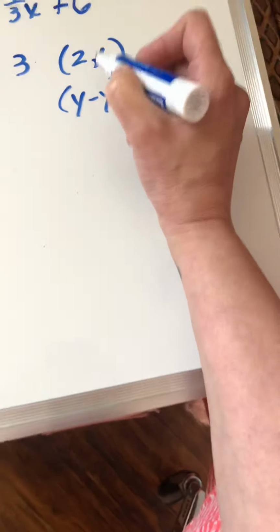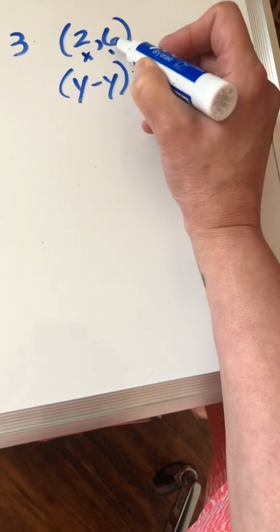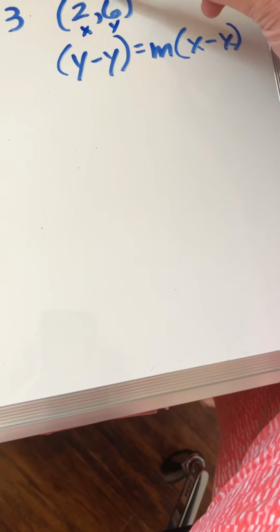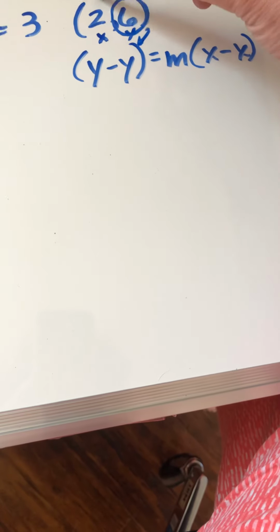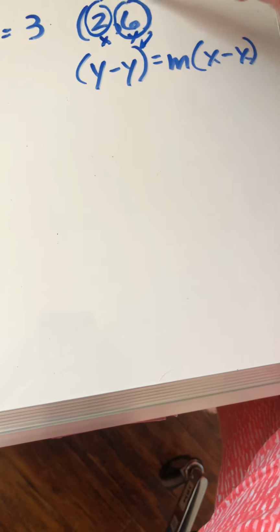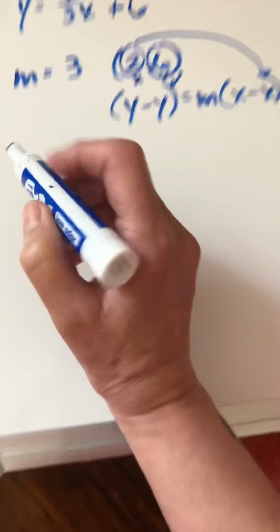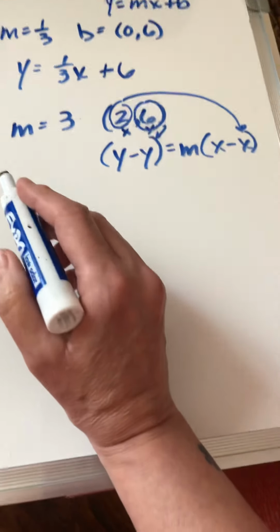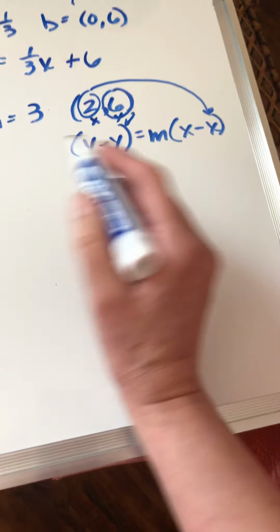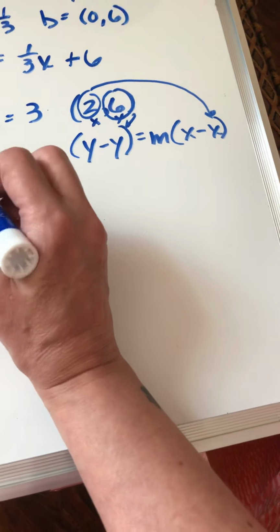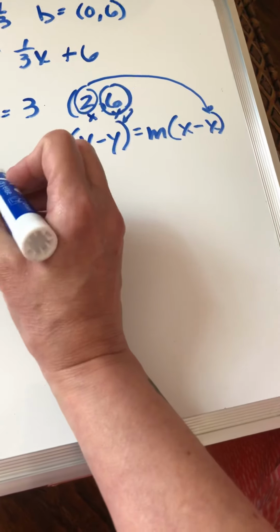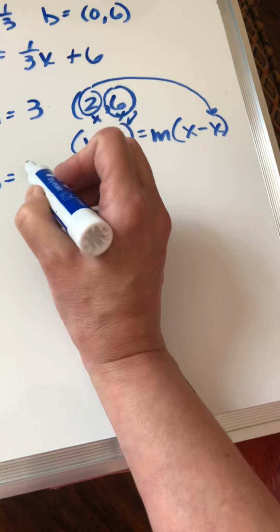So remember, this is x and this is y. So I'm going to plug in here and here and solve. Now you might like this or you might not. I have two ways to do a problem like this. So with replacing my variables with what we know, slope is 3.